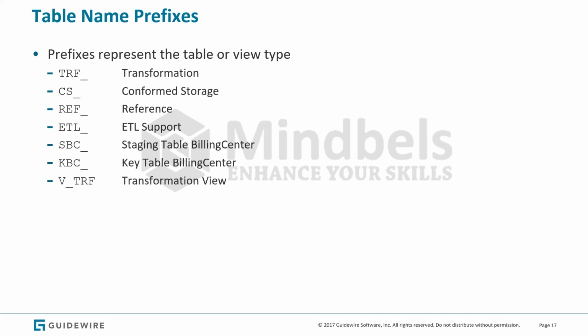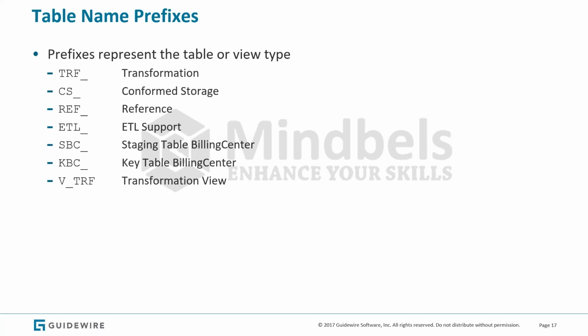This is from a Billing Center perspective. For Policy Center and Claim Center, instead of SBC and KBC, something else will come. For Claim Center and Policy Center, we have the CS table. So the Billing Center reference will not be in the CS. It will all be part of SBC and KBC. Right, got it.